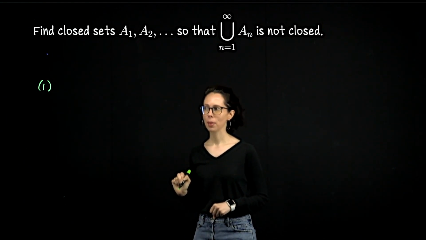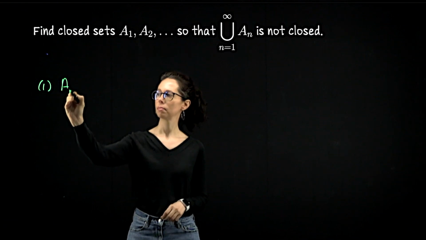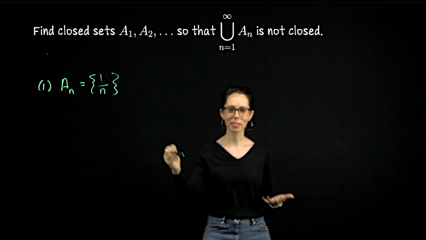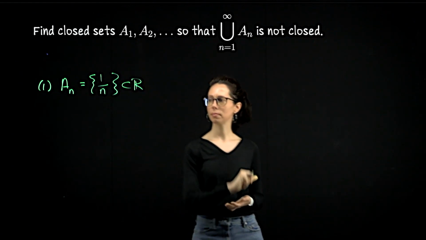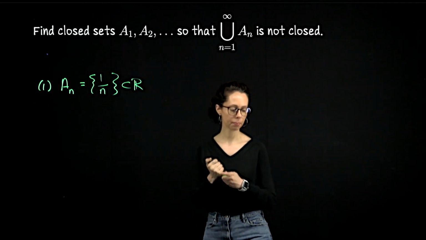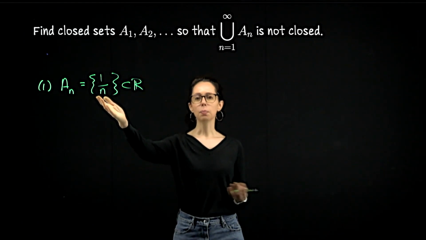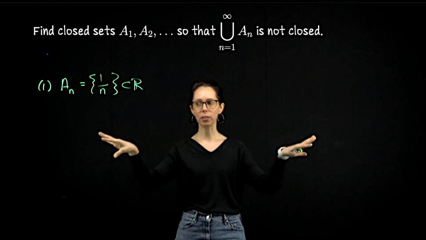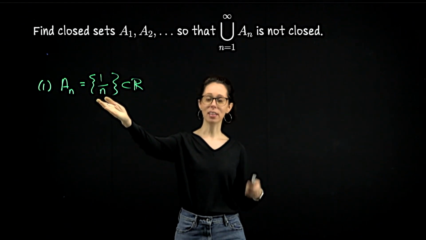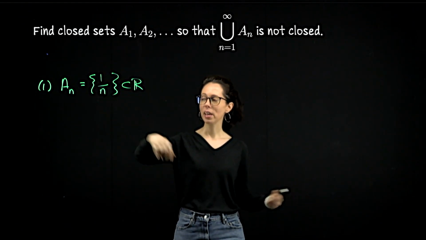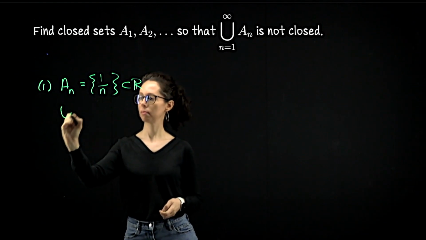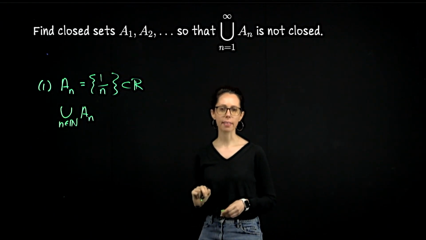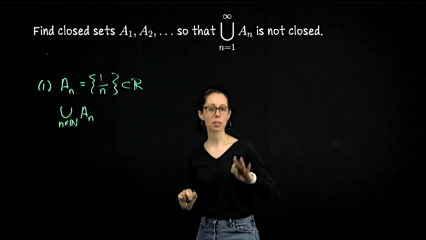Okay, first example. Let A sub n be the singleton 1 over n as a subset of R. So this is going to be an example on the real line. A singleton point is a closed set. Its complement looks like the union of two open intervals. So each A sub n is a closed singleton set. But if I take all of them, I get that Archimedean set that we determined a few minutes ago was not closed.